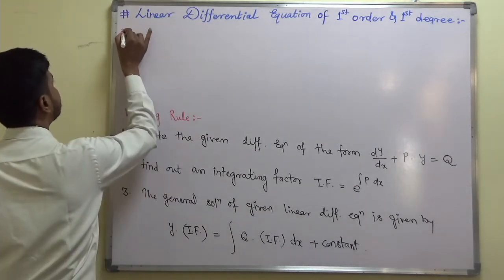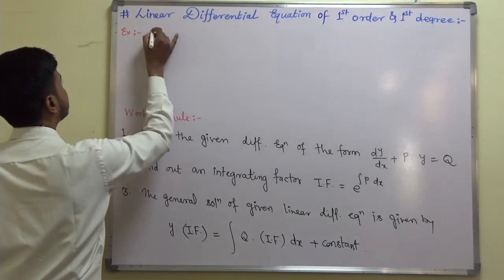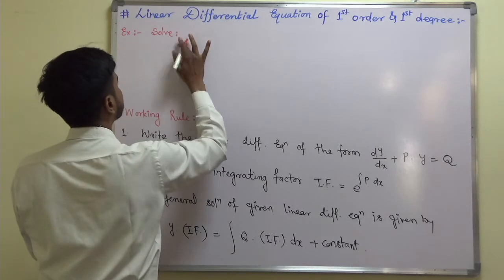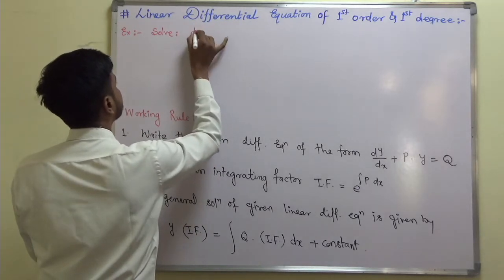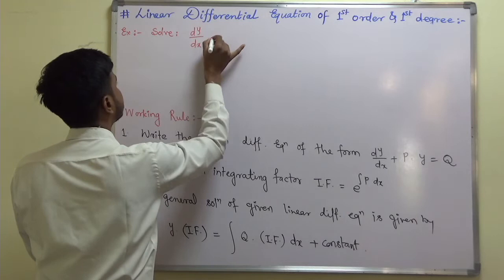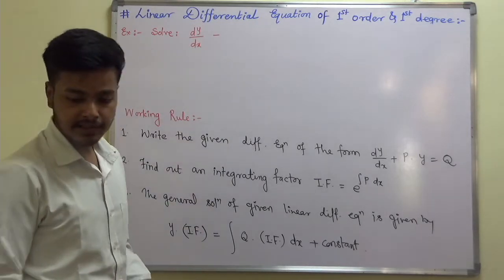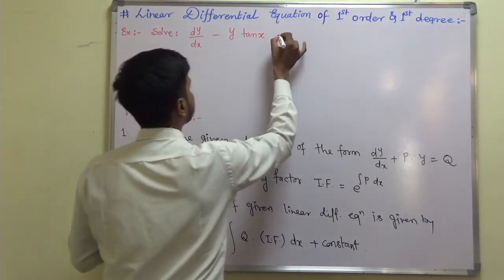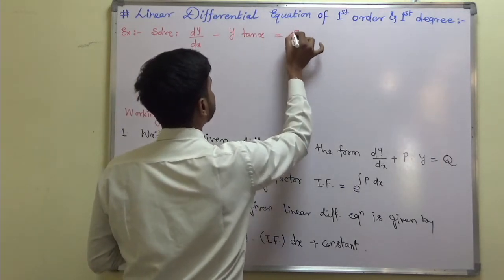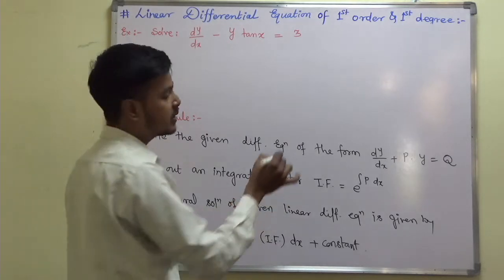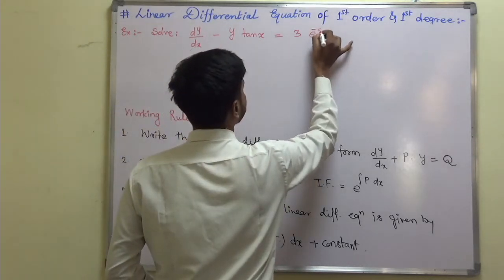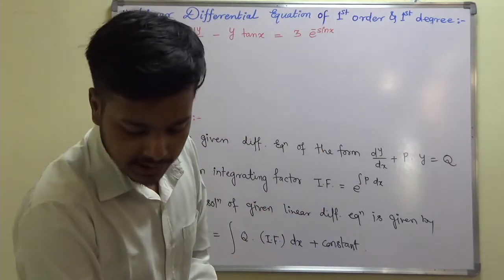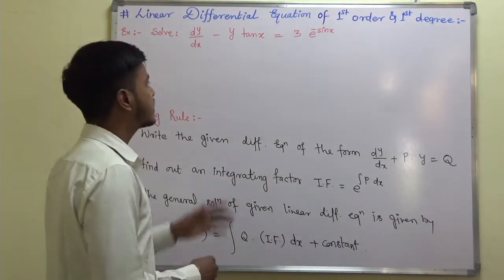So taking an example on this type 1, solve dy by dx minus y tan x is equal to 3 e to the power minus sine of x. So this is the problem given to us and we have to solve this problem.